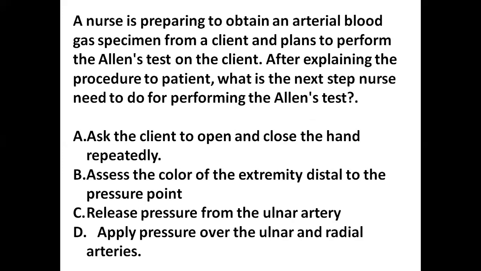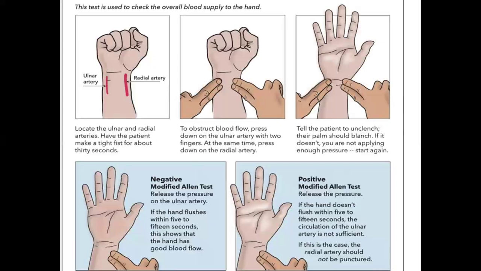Okay, next question. A nurse is preparing to obtain the arterial blood gas, ABG, specimen from the client and plans to perform the Allen test on the client. After explaining the procedure to the patient, what is the next step the nurse needs to do for performing the Allen test? Okay, so here the options are given. So here, just remember what is Allen's test. Before the ABG, we just need to check the blood supply of the hand. Okay, we have the ulnar artery and radial artery. You just take the Allen test from the radial artery.